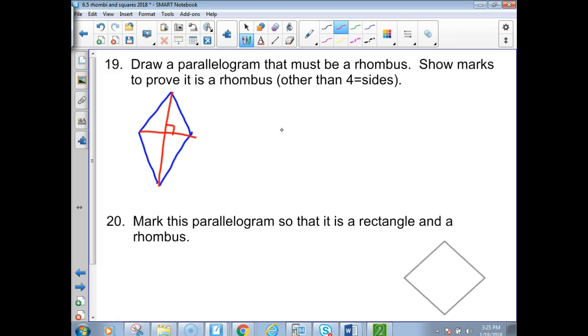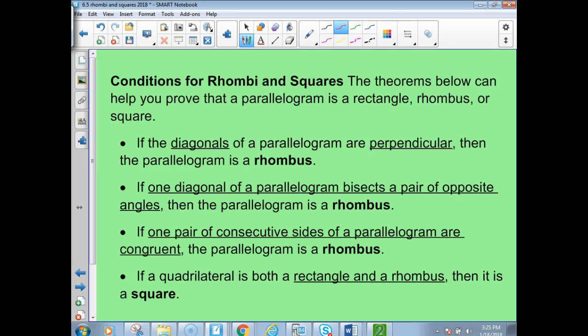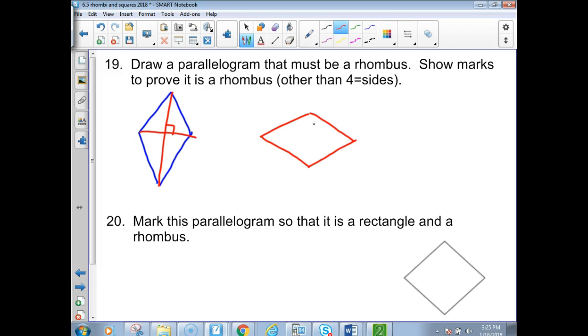What's another way I could draw it? And I can go this way too. I don't have to make my diamond or my rhombus go that way. They said another way would be if one diagonal bisects a pair of opposite angles. So you could show this diagonal and that these angles are congruent, then it has to be a rhombus. That's not the only way. There's a couple more. Okay, this is just an example of what you might draw.